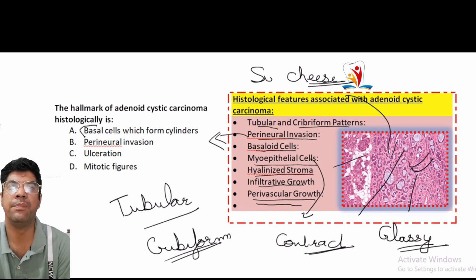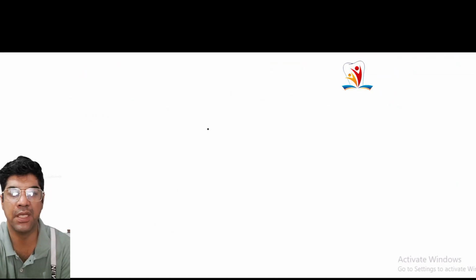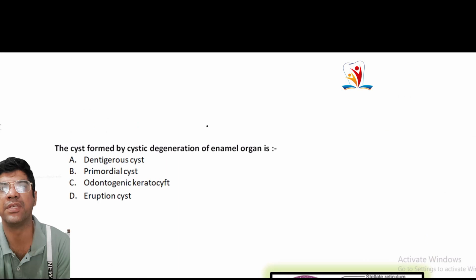So your answer would be, the hallmark of adenoid cystic carcinoma is basal cells which form cylinders. Although perineural invasion is seen, the suitable answer would be basal cells that form the cylinder, that is the hallmark of adenoid cystic carcinoma.